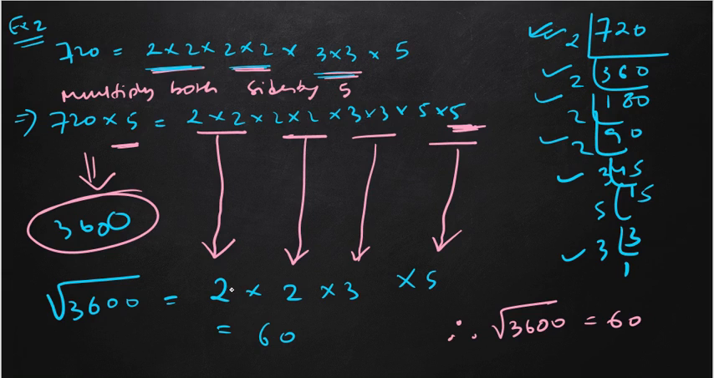So from this pair of 2 we have to take 1 two, from the pair of 3 we have to take 1 three, and from the pair of 5 we have to take 1 five. So multiply 2 into 2 into 3 into 5, so we will get 60. Therefore this is the required answer. That means the square root of 3600 is 60. Clear? So let us solve some problems of exercise 3 on page number 41.